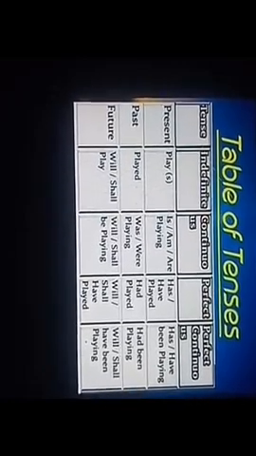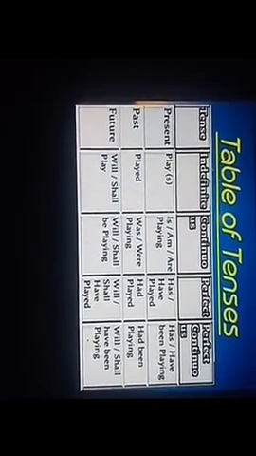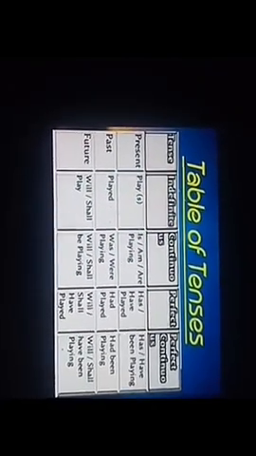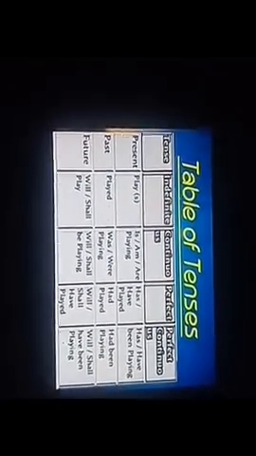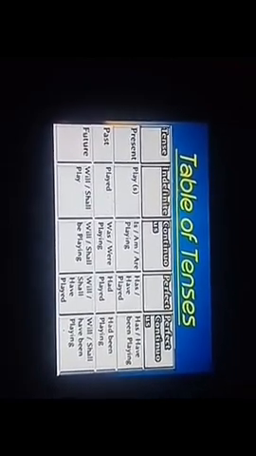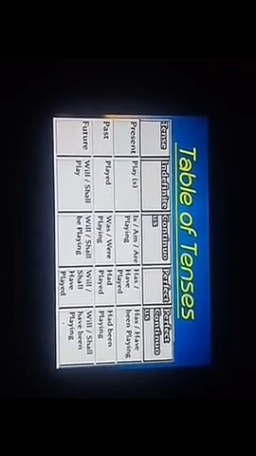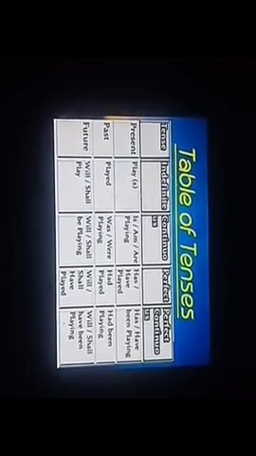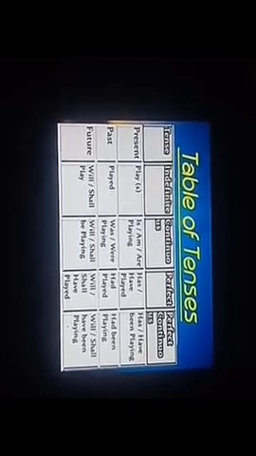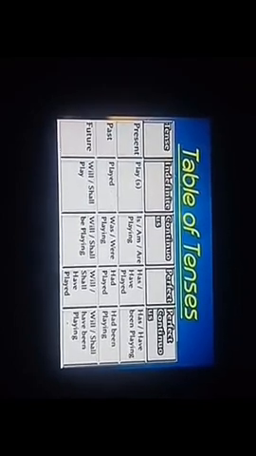Now, next is future perfect tense. Future perfect, you have to use the helping verb will have, shall have. And then, as it is perfect, you have to use the verb's third form, called the past participle. So with will have and shall have, you have to use the verb's third form, that means past participle, and then the object.